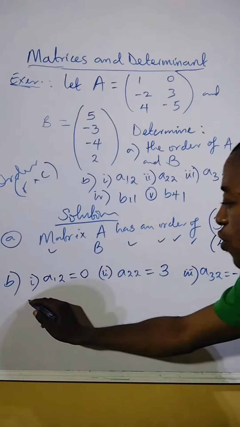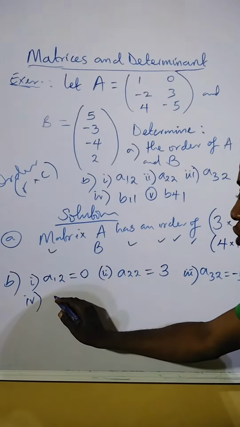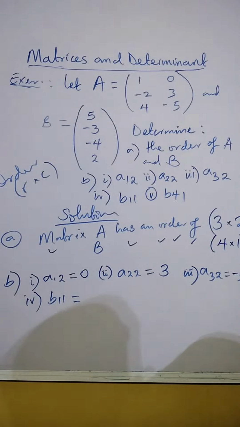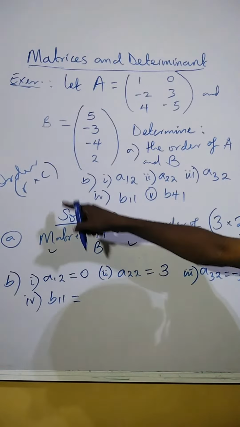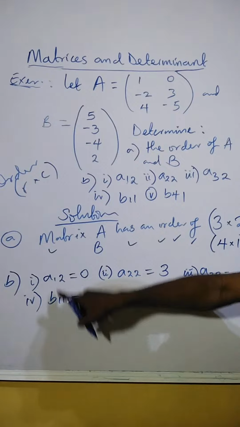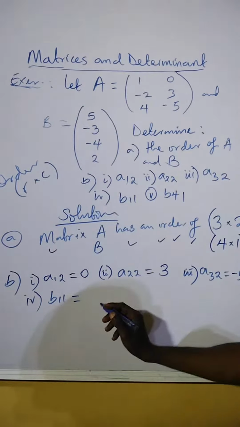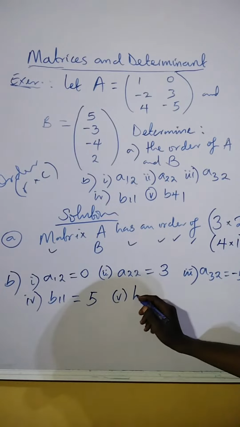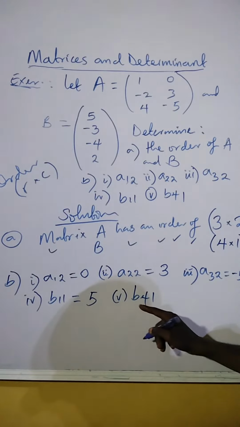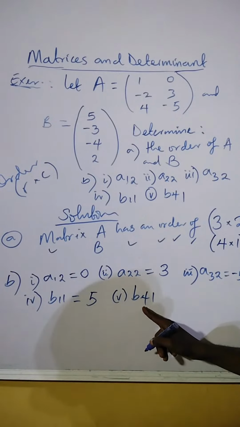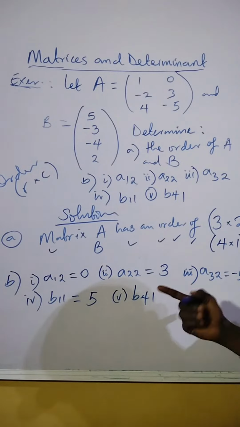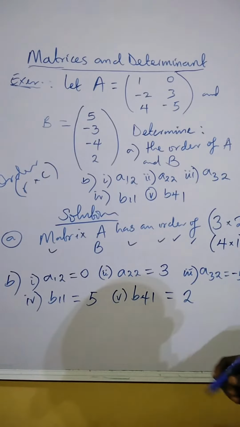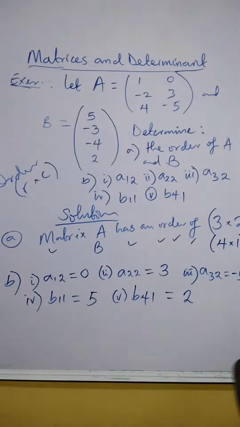Then from figure 4, we have B11. It is an element in matrix B, row 1, column 1. Row 1, column 1, that's 5. And from figure 5, we have B41. This is the element in matrix B which is in row 4 and column 1. It has only 1 column, row 4. That's 2 there. So that means we have solved this particular problem.